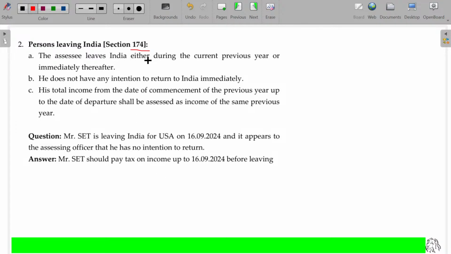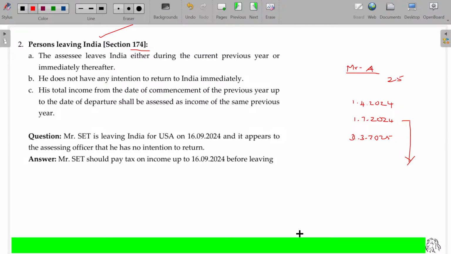Section 174 says person leaving India. So, Mr. A, being resident in India, resides in India since his birth, and his age may be almost 25. In the previous year, 1/4/2024 to 31st March 2025, born and brought up only in India. On 1st July 2024, he wants to settle outside India because of some employment or whatever it may be.